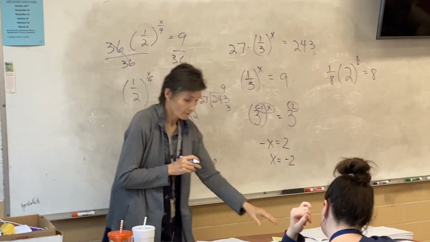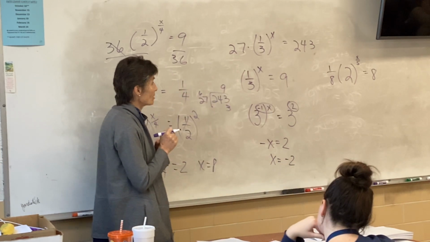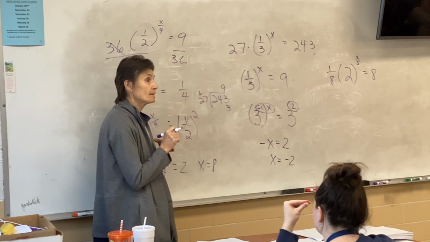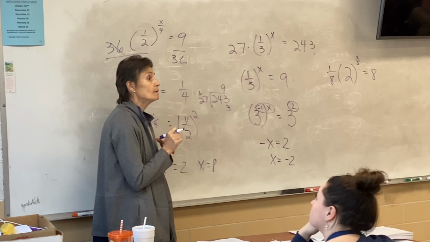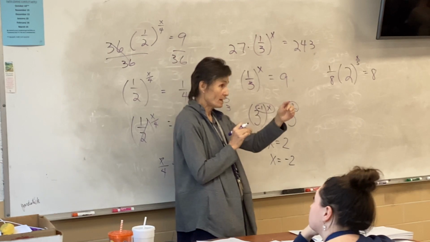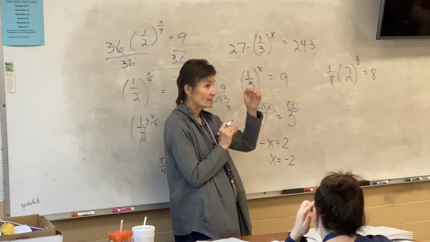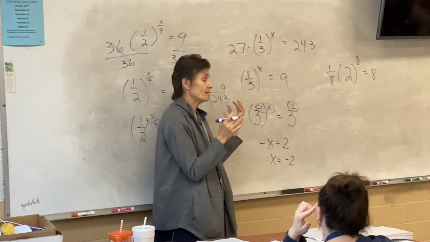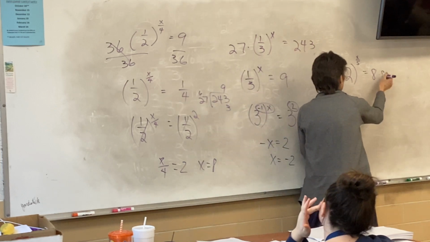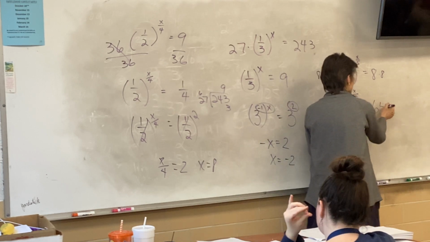Any idea how we might start this one? Alex, what do you think? Divide by 8 or 1/8. Well, you can divide by 1/8, which is the same as multiplying by 8. So it doesn't matter, it's probably easier just to multiply by 8. So 2 to the x over 5 equals 64.